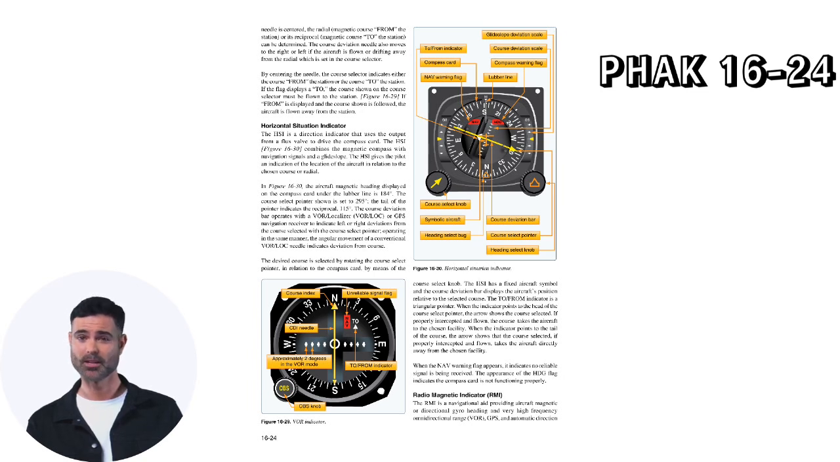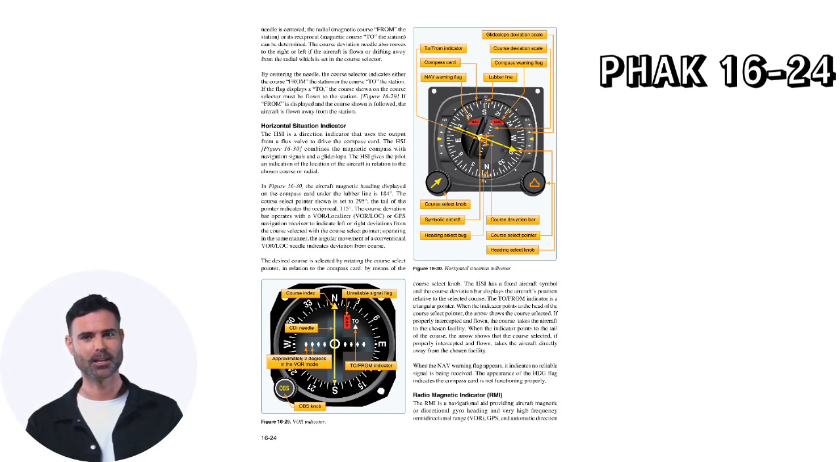By centering the needle, the course selector indicates either the course from the station or the course to the station. If the flag displays a TO, the course shown on the course selector must be flown to the station. If FROM is displayed and the course shown is followed, the aircraft is flown away from the station.